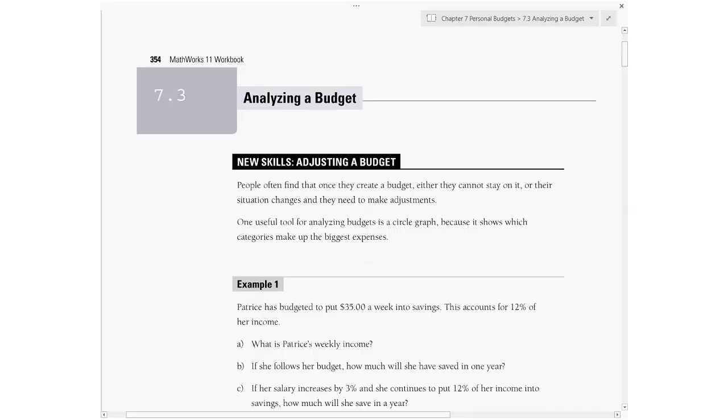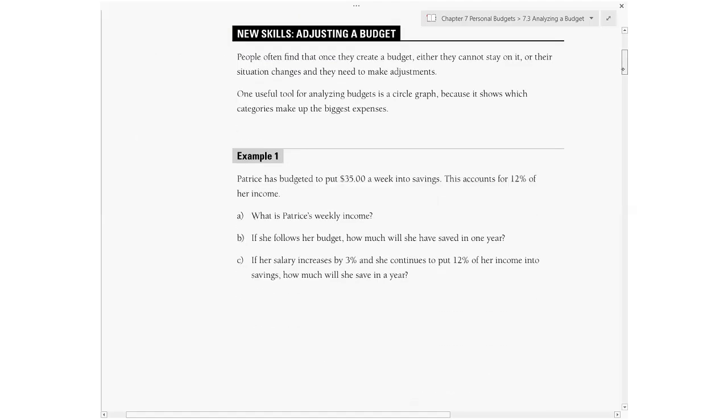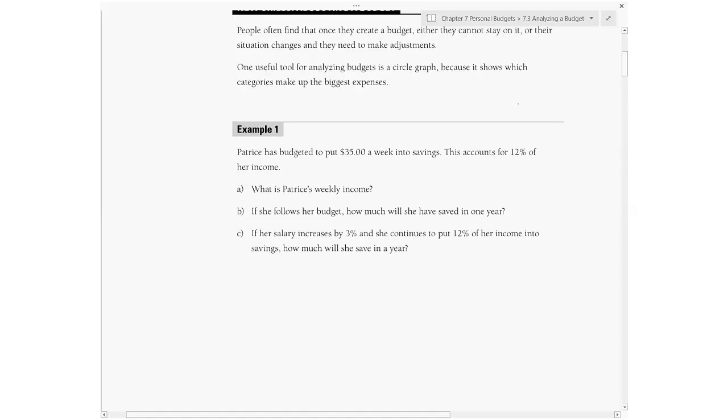In 7.3, we're going to look at analyzing a budget. So people often find that once you've created a budget, either they can't stay on it or the situation changes and they have to make some adjustments. A useful tool for that is having a circle graph because that shows which categories make up the biggest expenses. We're not going to do that right now.